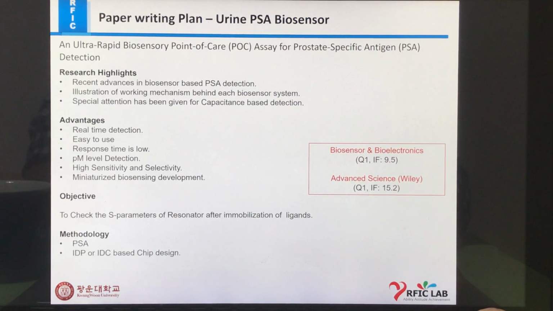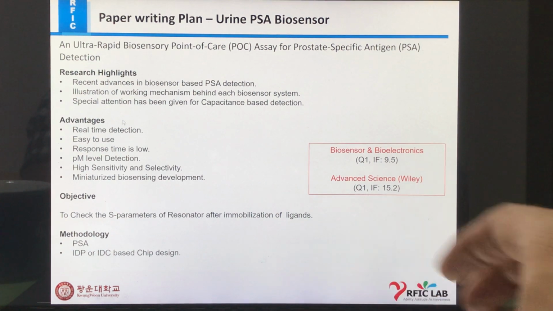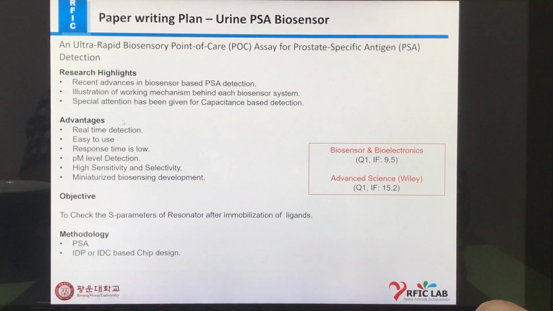Then this is my paper writing plan. It's a urine PSA biosensor. So I just use research highlights, advantages, the objectives and methodologies, and I have also written some part of the urine biosensor in the draft file.